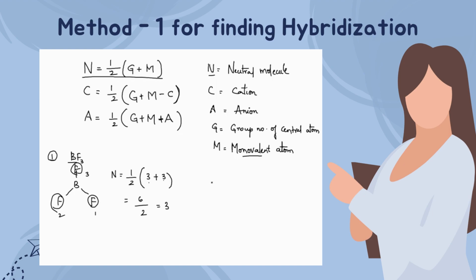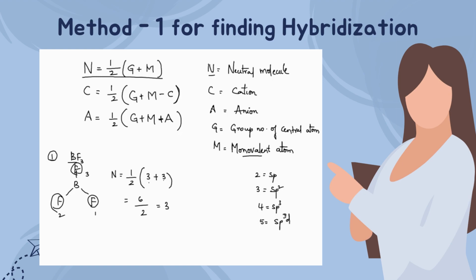For the hybridization number, if it is equal to 2, then it is sp hybridization. If the number is equal to 3, then it is sp2. If the number is equal to 4, then it is sp3. If the number is equal to 5, then it is sp3d.